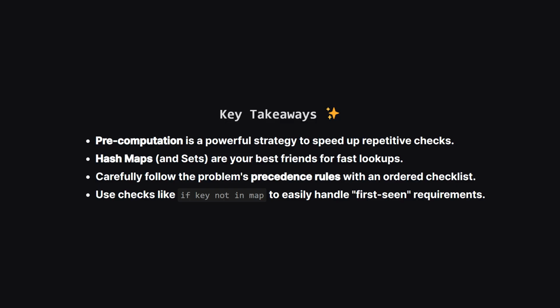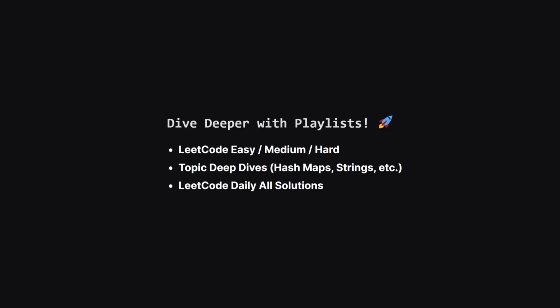So to wrap it up, the big idea here was pre-computation. By building our hash maps ahead of time, we made the actual query processing incredibly fast. This problem really highlights how useful hashmaps and sets are for any kind of lookup task. And most importantly, it shows that reading the rules carefully, especially about precedence, is the key to getting the right answer.